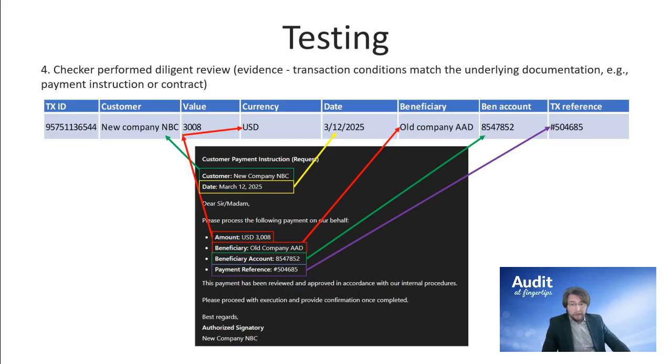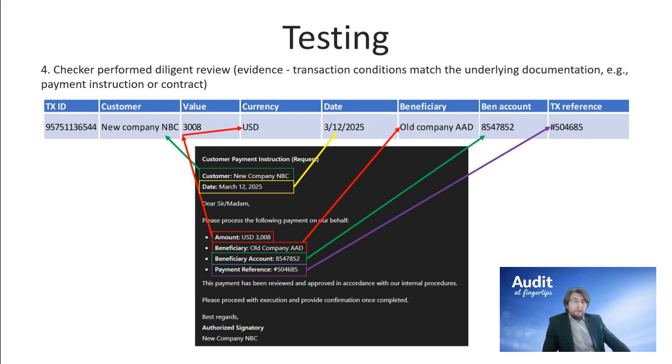So we see that the company name, does it match or not? Now amount and the currency and the beneficiary and beneficiary account and the transaction reference, would they match or not? So by the way, payment reference will give us understanding how to properly match the underlying documentation and the transaction log and all this information as well.